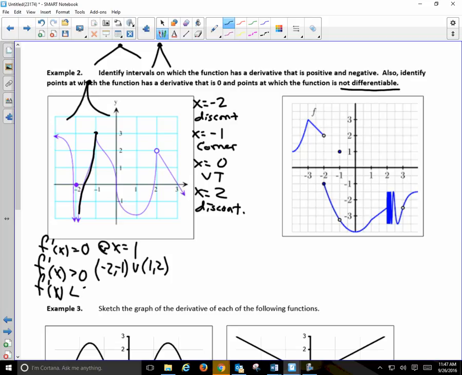And the derivative is negative, or less than 0. We don't know really where this goes. We'll just say from -3 to -2. -1 to 0, you can't include 0 because the derivative does not exist at 0. Then 0 to 1, and then 2 to 3.